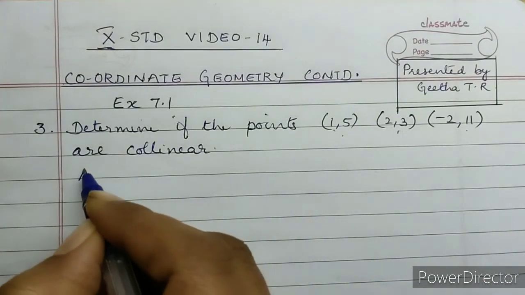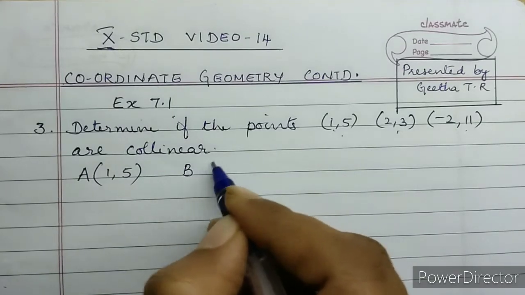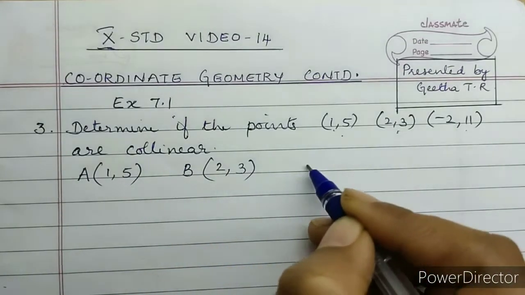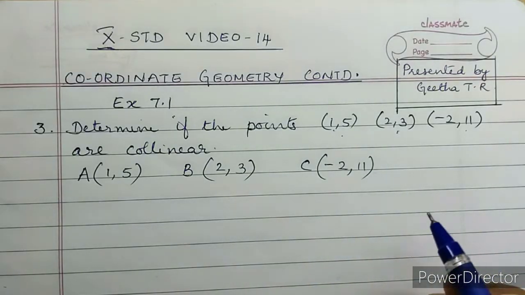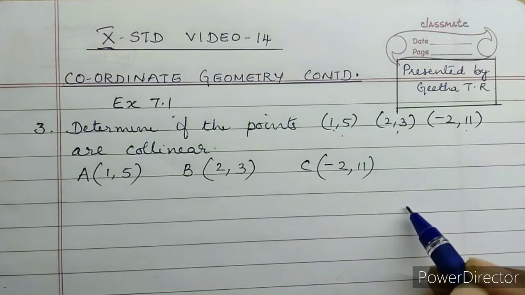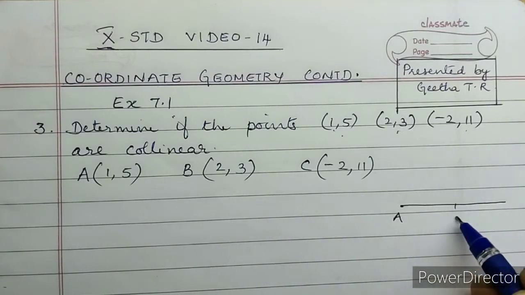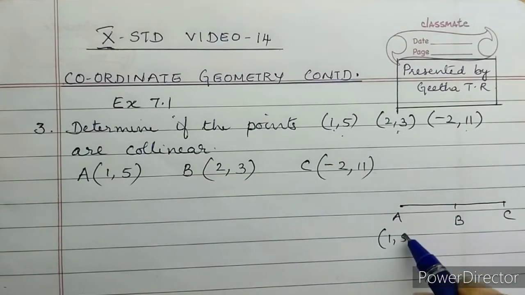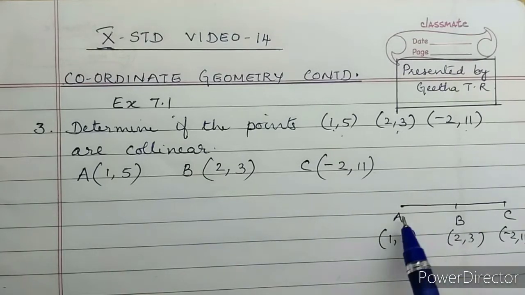First we will give names for the points. (1, 5) let it be A, (2, 3) B, and C is (-2, 11). You can draw a figure also for that. One straight line, and you mark the 3 points A, B and C. So A is (1, 5), B is (2, 3) and C is (-2, 11). If they are collinear, it will be like this.